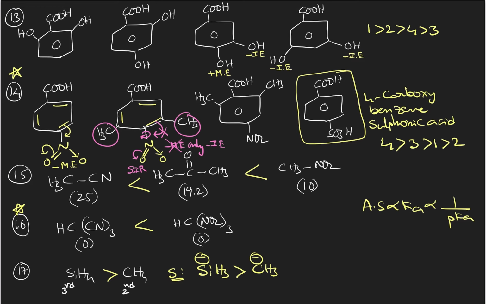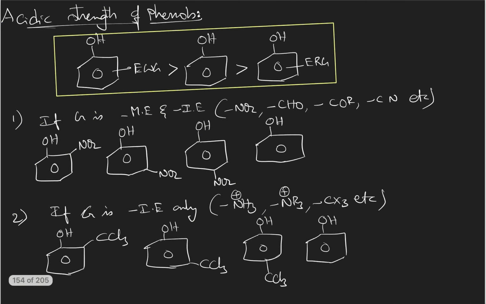Got it? This is the comparison between aromatic carboxylic acids and some miscellaneous compounds also. Then going to acidic strength of phenols. In acidic strength of phenols, the generalization you see is: phenol with an electron withdrawing group is better than unsubstituted phenol, which is better than phenol with an electron releasing group. This is general information. Now, if G is a negative mesomeric effect and negative inductive effect group, and another point you have to remember, in phenols, there is no ortho effect.